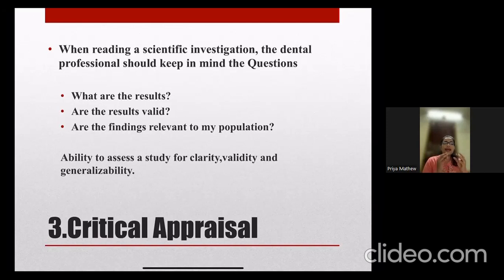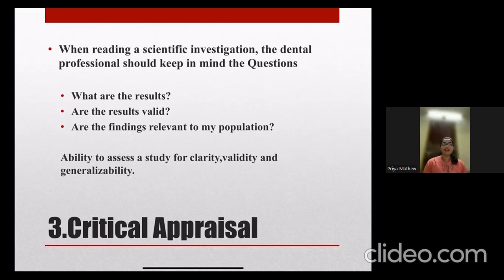useful, or what the literature matter is useful for our study. So how will we assess that these data are useful? That is what critical appraisal is. Critically, we are evaluating that data that we have procured. So when reading a scientific investigation, the dental professional should keep in mind questions like, what are the results? Are the results that we have just got valid?